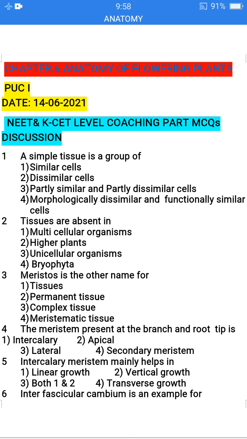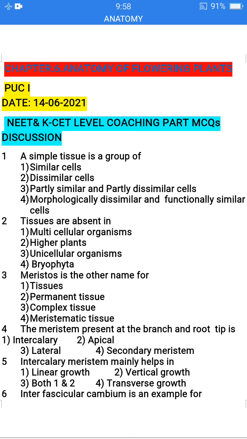Next, let us go to the third question, students. Meristose is the other name for. Let's see the options. First one, tissues. Second one, permanent tissues. Third one, complex tissues. And fourth one, meristematic tissues. Can you guess the answer, students? So the correct answer is option 4, meristematic tissue.